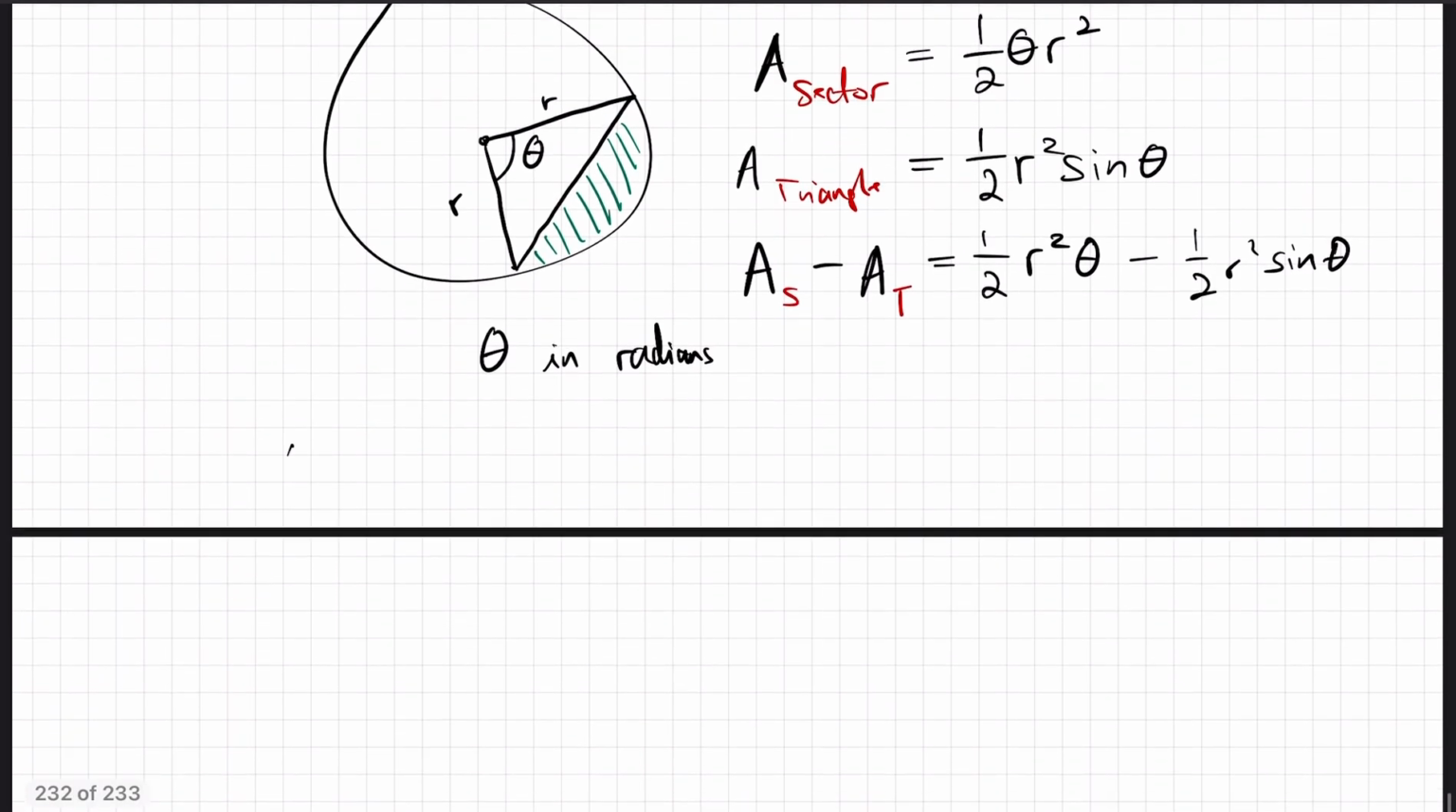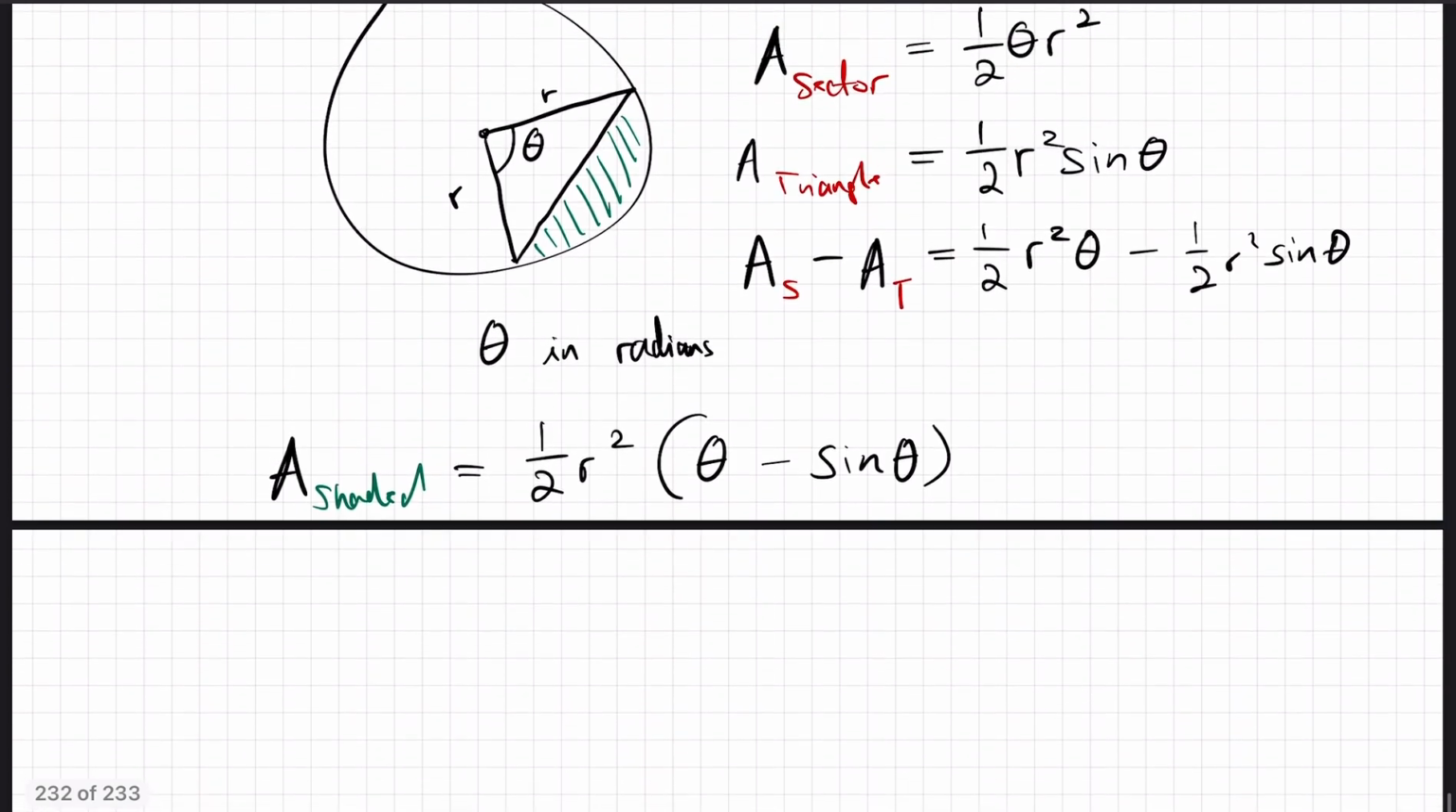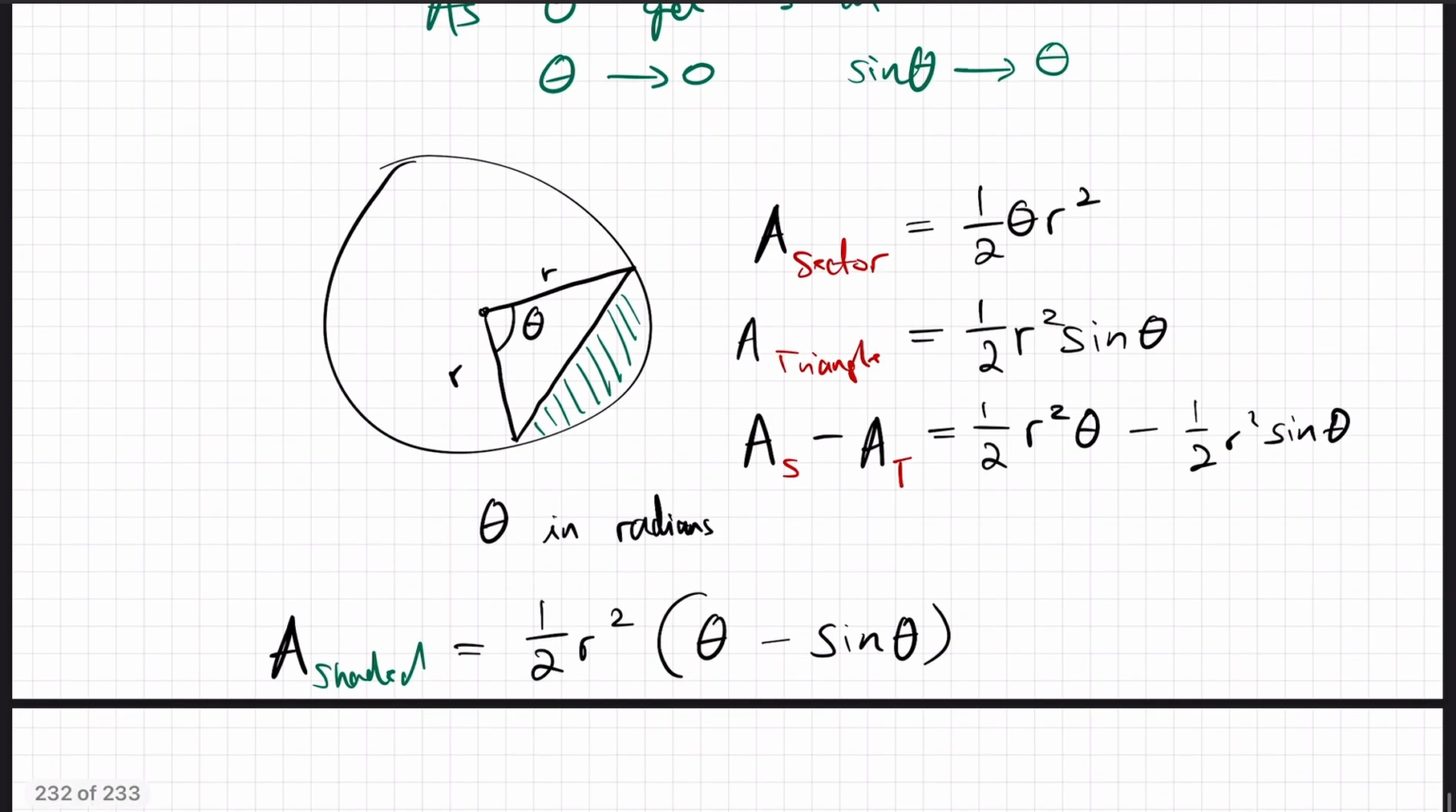I'm going to call this value the area of the shaded region, and that's equal to this. What I'm going to do is factor out the 1/2 r squared, so we're just left with theta minus sine theta. Now what you can see is, as this angle theta goes to 0, this shaded bit is going to go to 0 as well. I think that's fairly obvious. Let me show you an example.